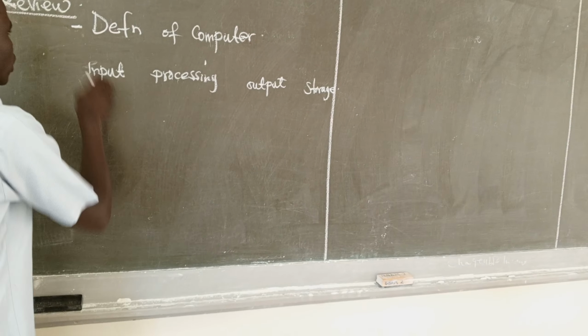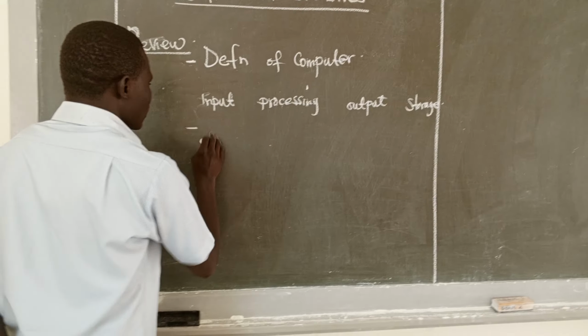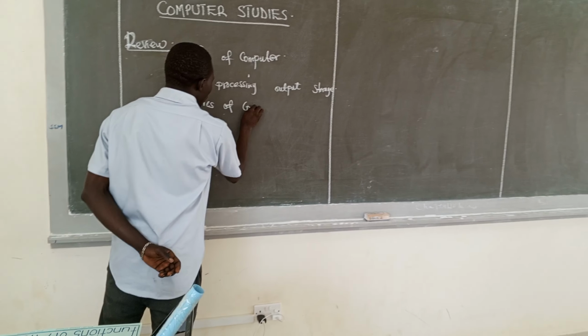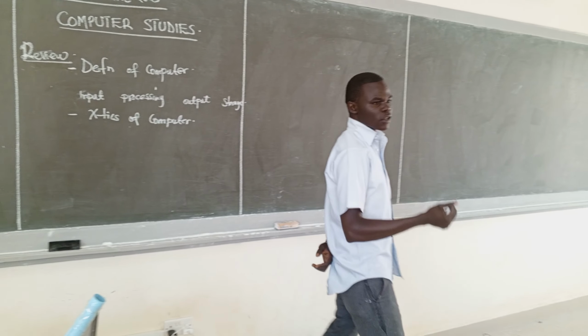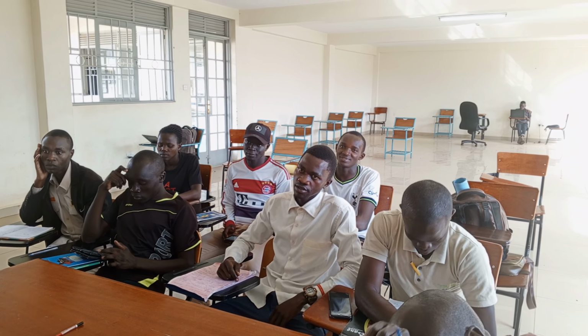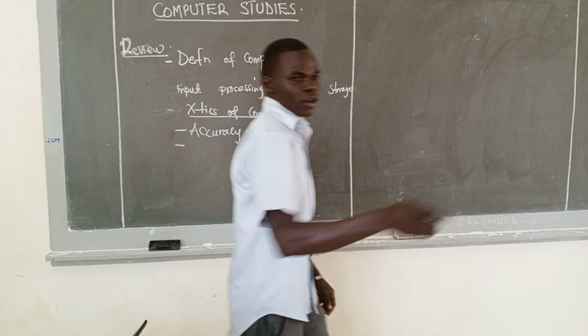And we didn't stop there. We went further. We looked at the characteristics of computers as a machine. As a class, what did we say are some of the characteristics of a computer? Yes, one? Accuracy. Accuracy. Another? Speed. They are very fast. That is the speed.